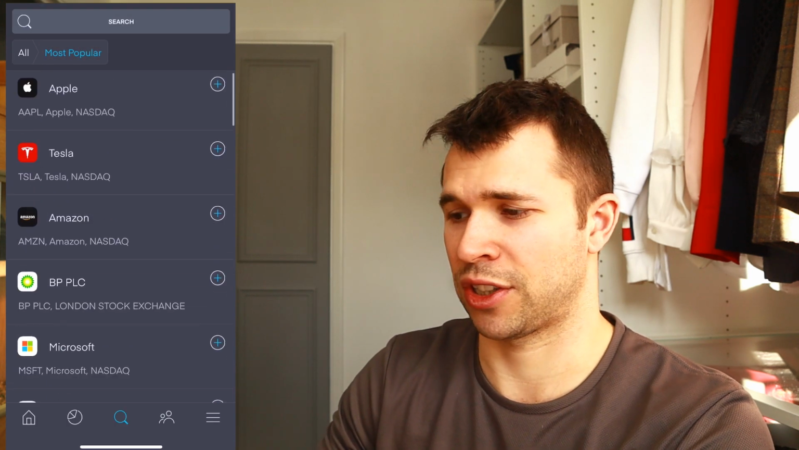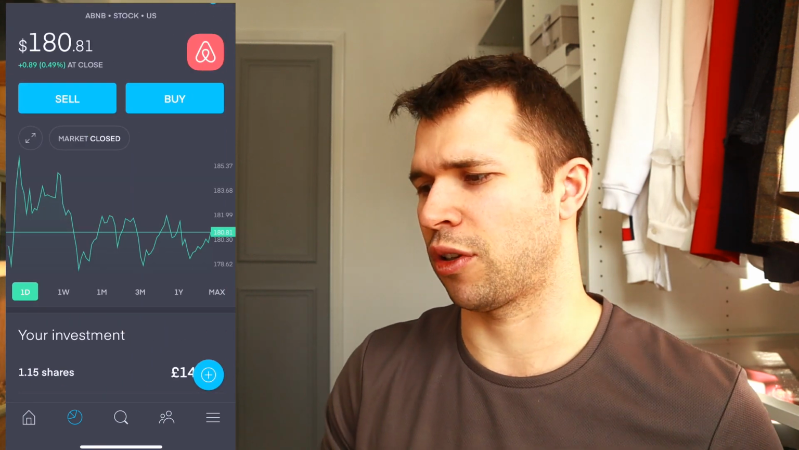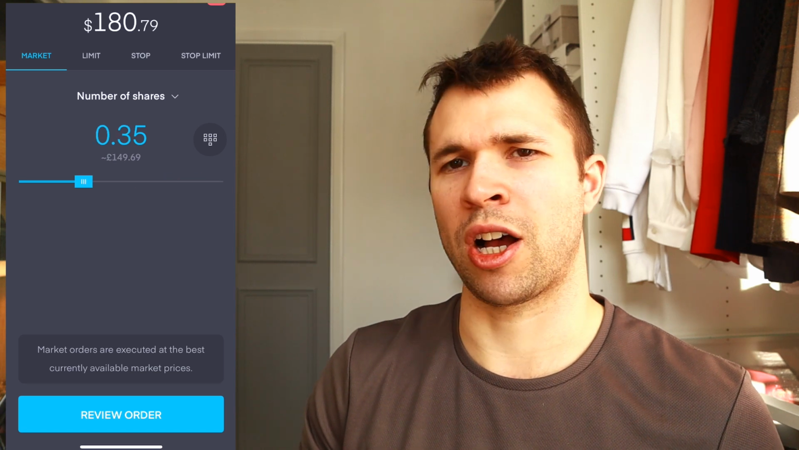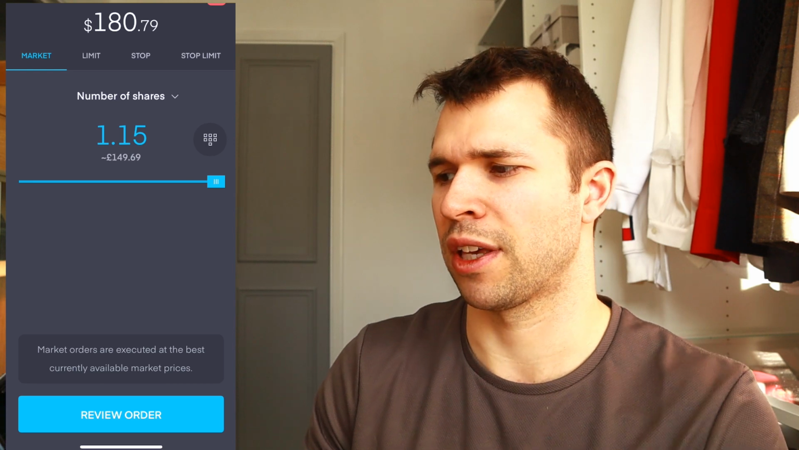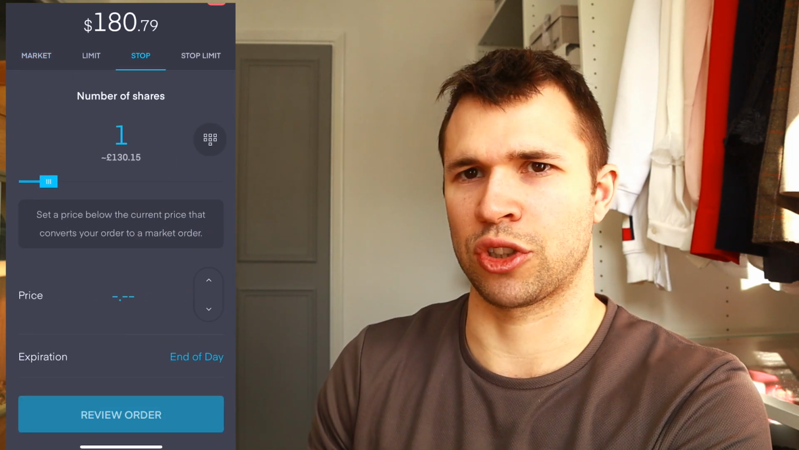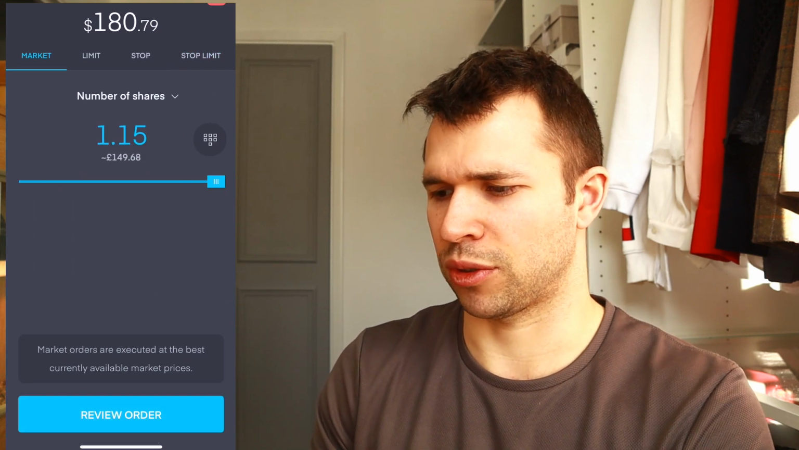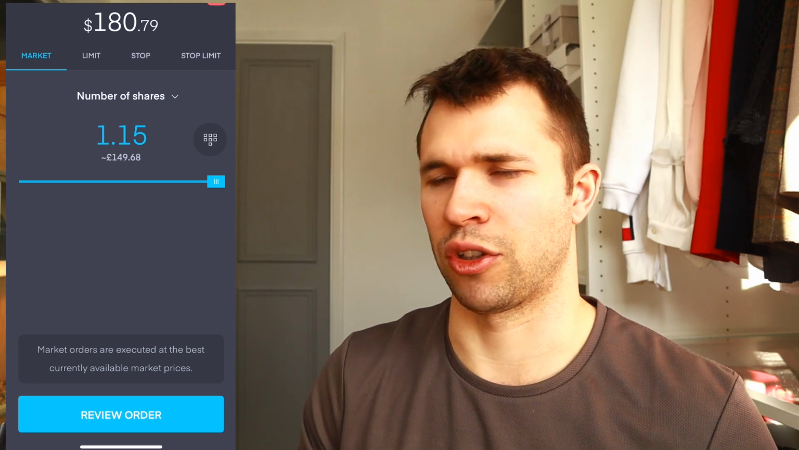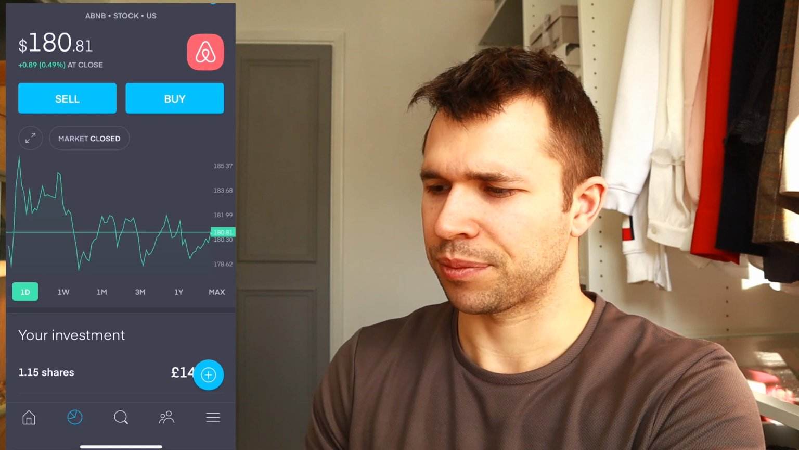And then when you want to sell a stock, you do exactly the same sort of thing. So you get the sell option when you own it, and then you can slide the bar along here as to how much you actually want to sell, or sell the whole thing. Again, you have your limit, your stop limits, all available for use. And then all you have to do is hit review order, and then there'll be another confirmation, and then you can sell on from there.